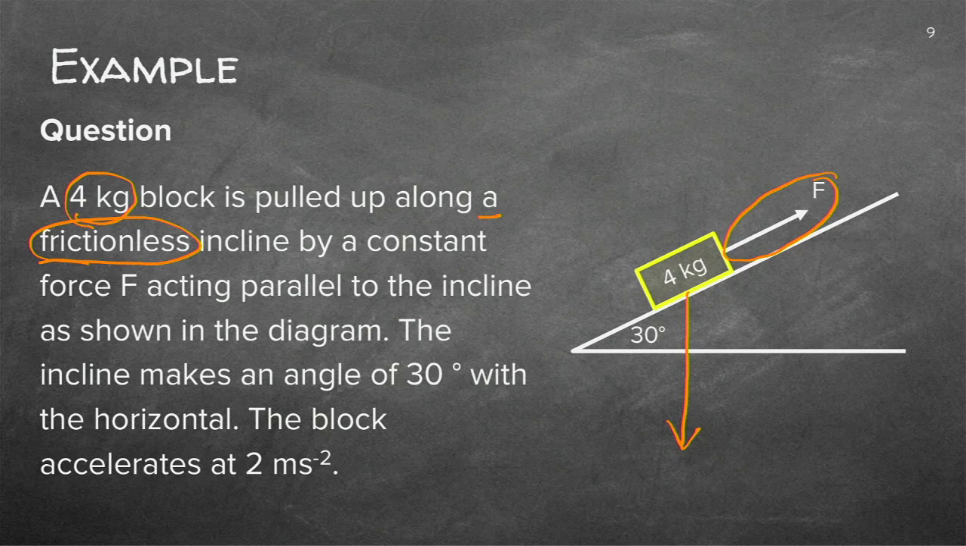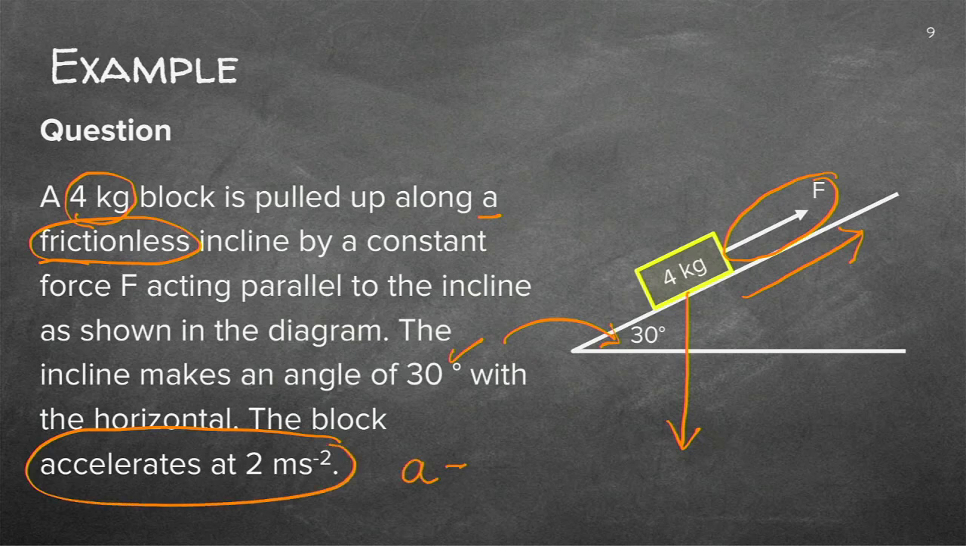So it's being pulled up, so your direction of movement will be up the incline, with the force acting parallel to the incline as shown in the diagram. The incline makes an angle of 30 degrees. You see they actually drew it in the diagram with the horizontal. And they give you more information. They tell you the acceleration of this block is 2 meters per second squared. So I have the mass. I've got the angle there. And they will now ask questions relating to this angle.